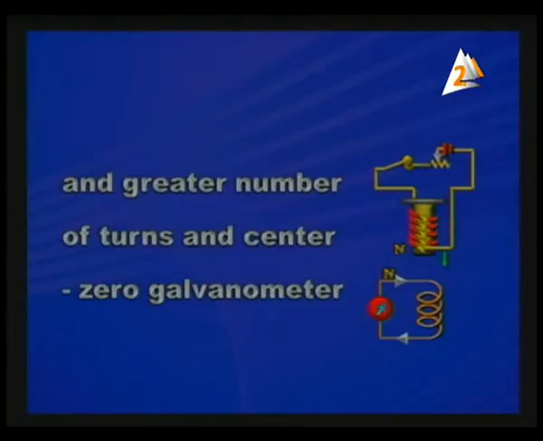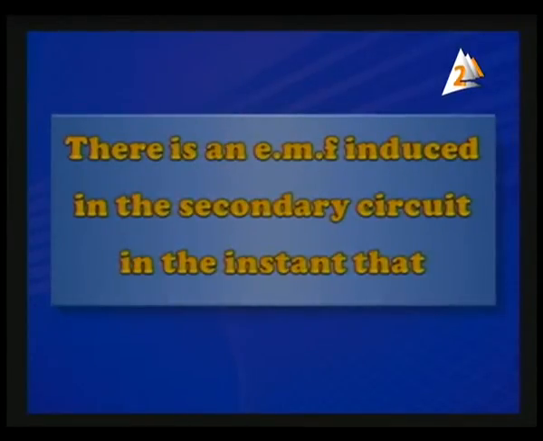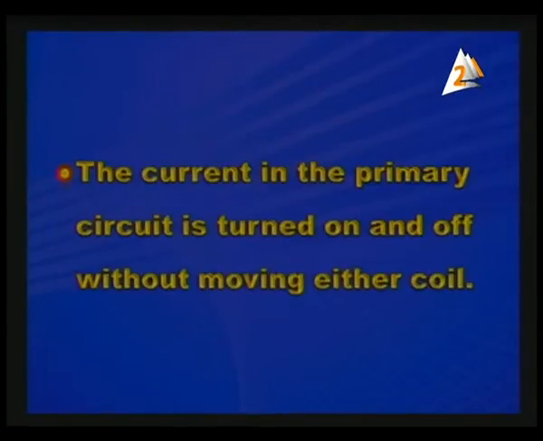And now what about the methods to obtain currents by mutual induction? There is an EMF induced in the secondary circuit in the instant that the current in the primary circuit is turned on and off without moving either coil. So in the first two methods, the primary current is turned on and off.